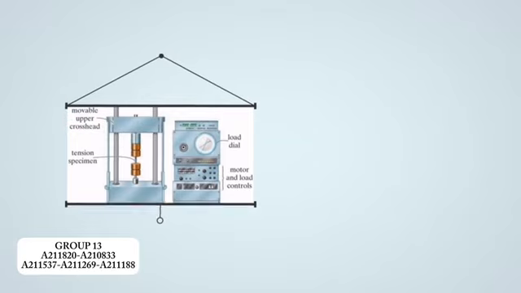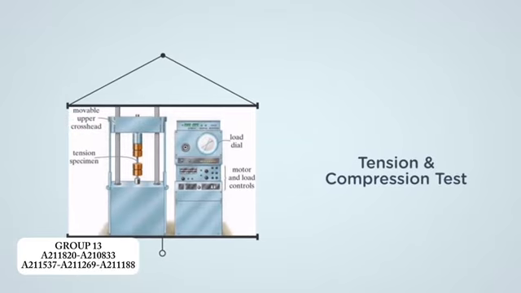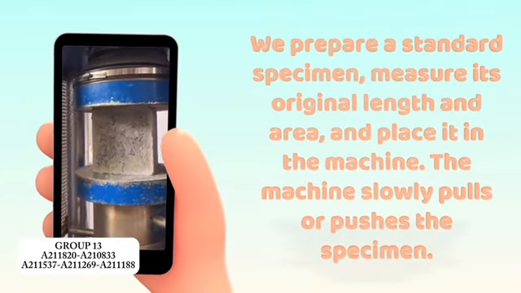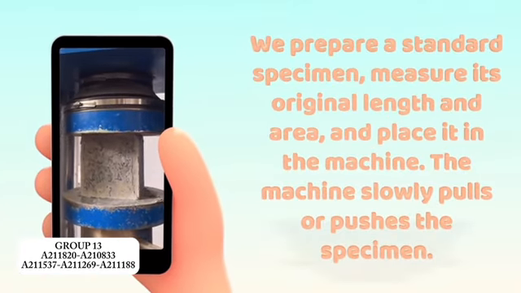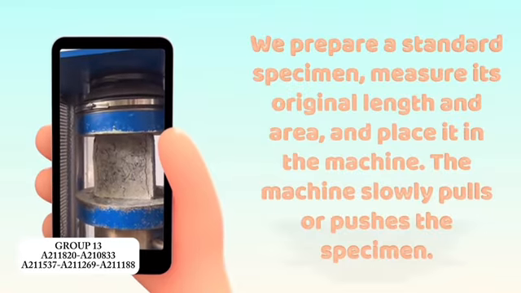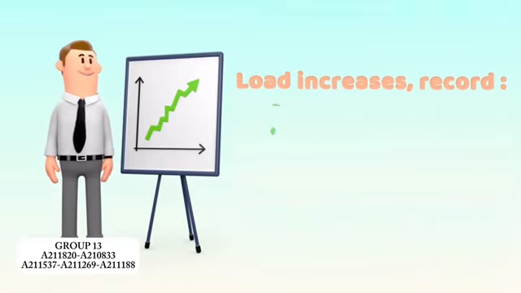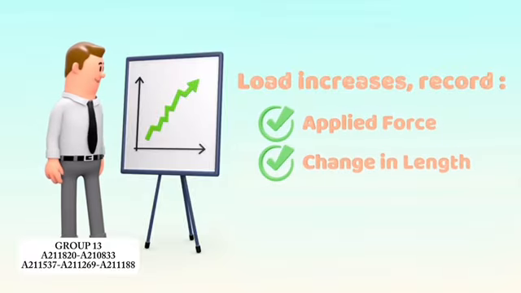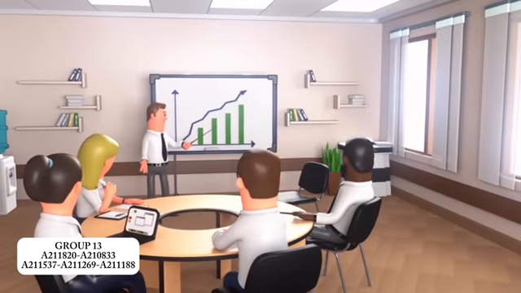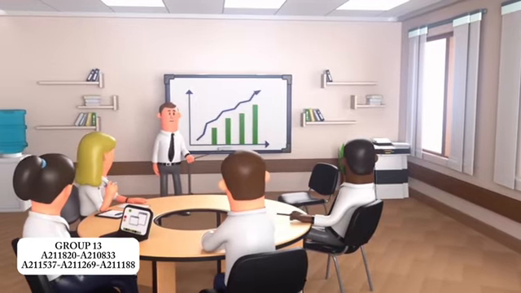One of the most important tests is the tension and compression test. This test tells us how strong a material is. We prepare a standard specimen, measure its original length and area, and place it in the machine. The machine slowly pulls or pushes the specimen. As the load increases, we record the applied force and the change in length. This helps us understand how the material behaves under normal stress.